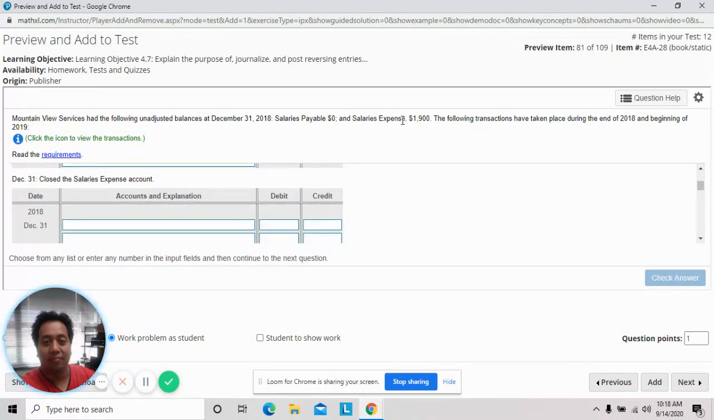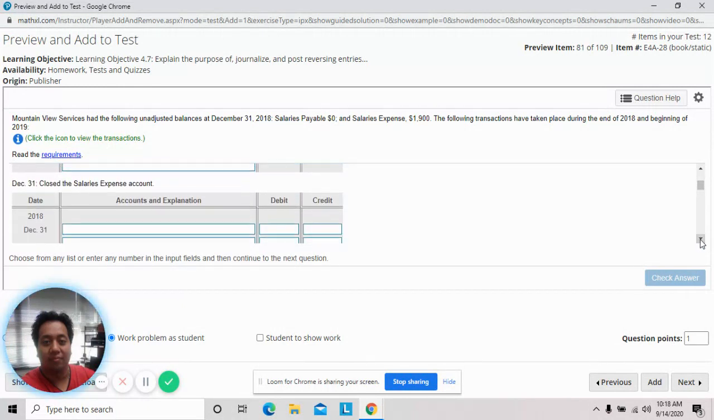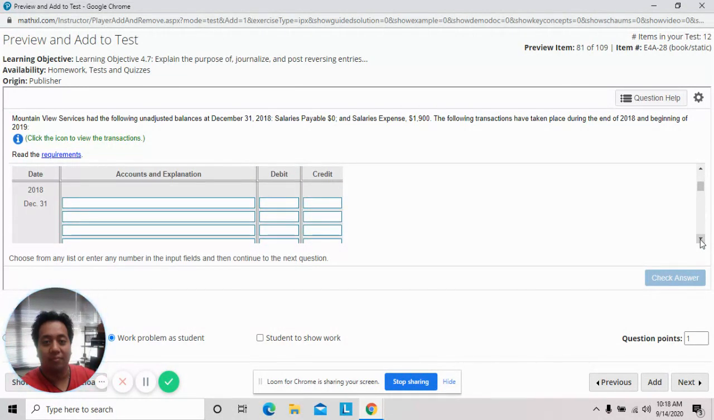The previous salaries expense balance is $1,900, and with the previous transaction, we had $8,000 for salaries expense. So since we have to close the account for salaries expense, that amount will be $9,900, the sum of $8,000 and $1,900. So that'll be a debit in income summary and a credit in salaries expense.